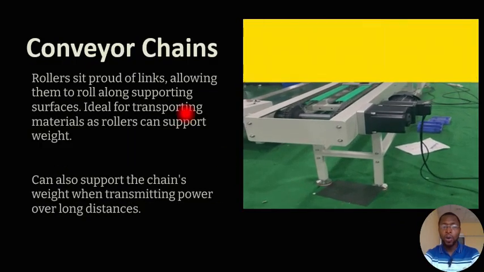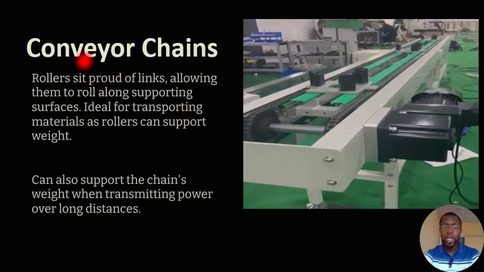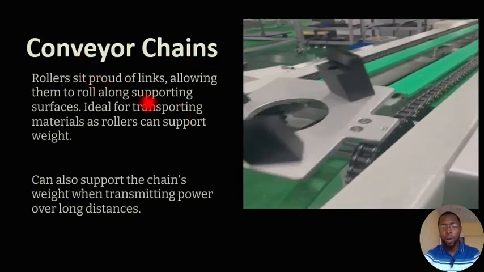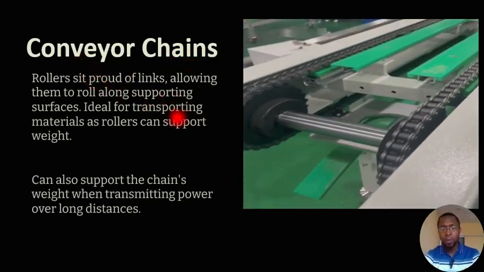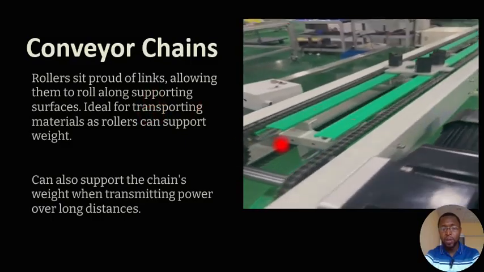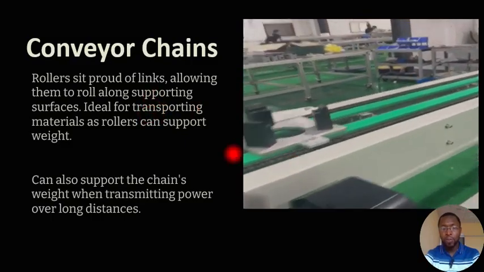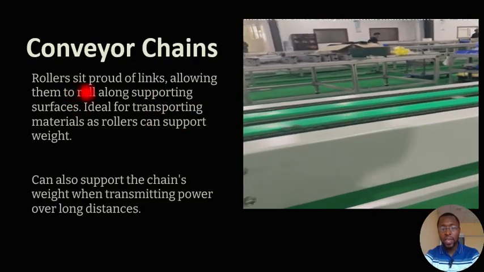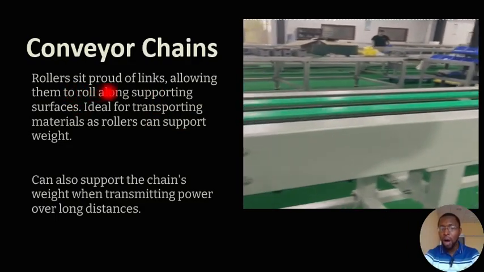We also have the conveyor chain drive. The conveyor chain drive is also made up of pins, just like that of the roller chain drive. But the only difference is that the rollers in conveyor chain drive sit proud of links.